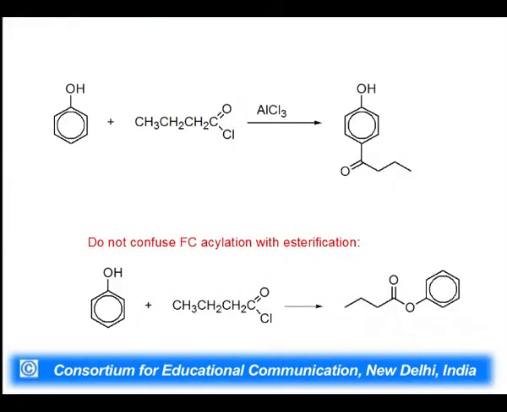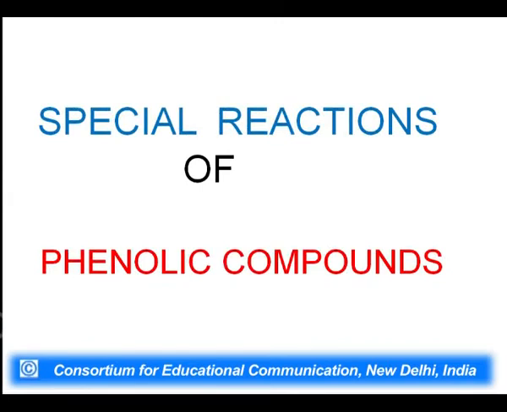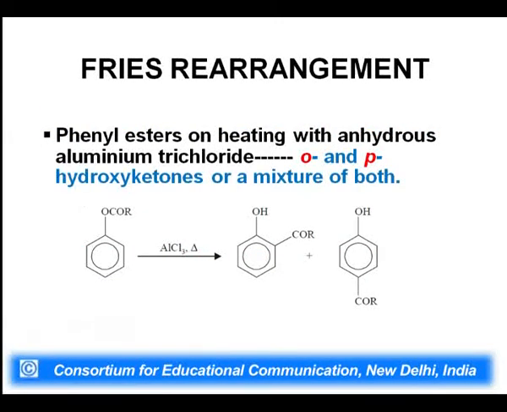So what we found in the previous reaction was that if we wanted to prepare ortho-hydroxyacetophenone or para-hydroxyacetophenone, then the yield was very poor. So now what we do is use a special reaction for this, which is the Fries rearrangement. What is done in the Fries rearrangement is that phenyl esters are heated with anhydrous aluminium trichloride, when we get ortho and para hydroxy ketones or a mixture of both.